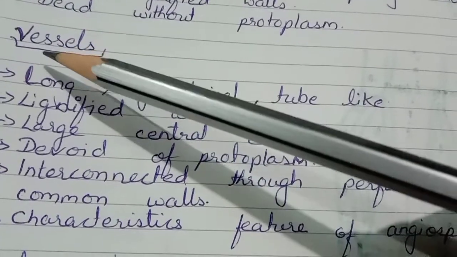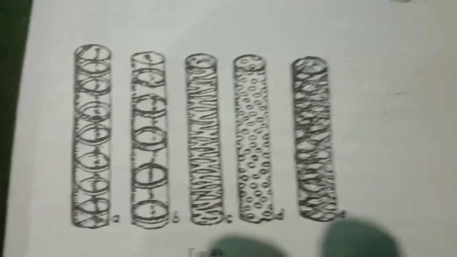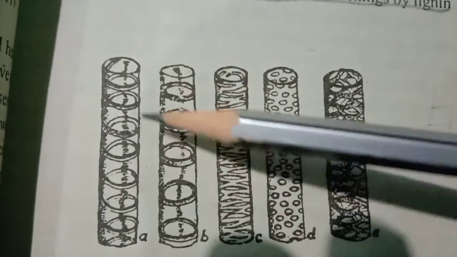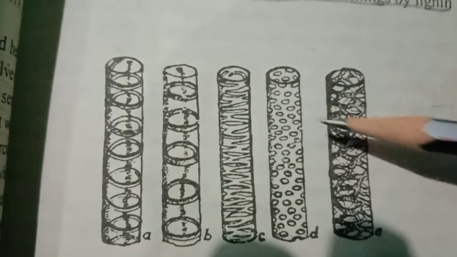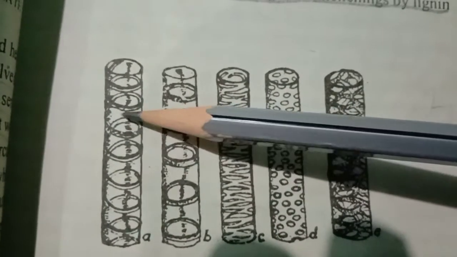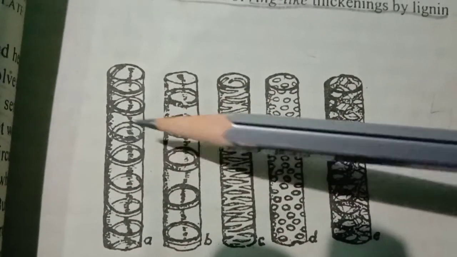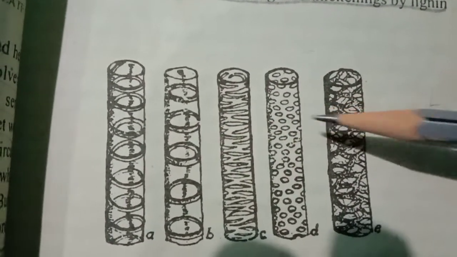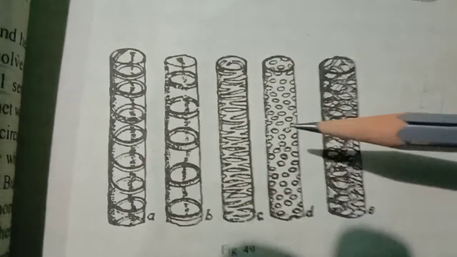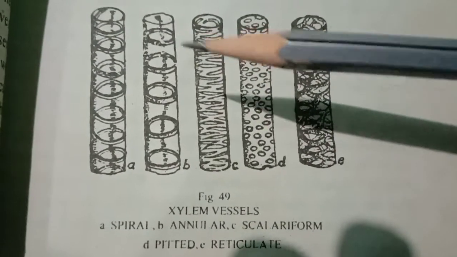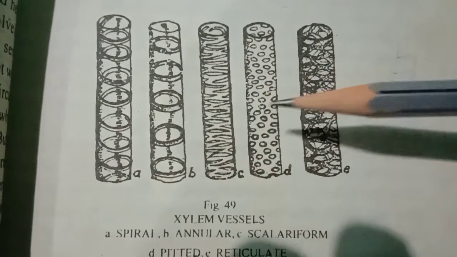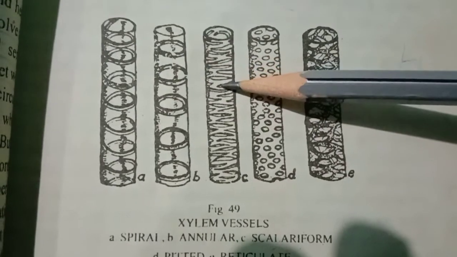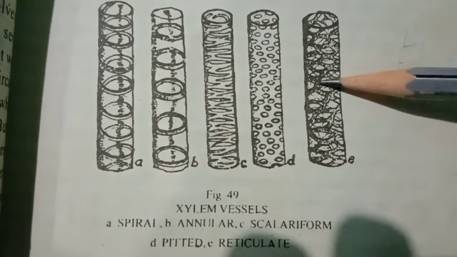In angiosperms, you have vessels. These are the different types of vessels. See the tapering ends. Now these have different structures. See, this is circular, right? Annular, we can say. This is scalariform. Okay, this is pitted. This is reticulate. So these are the different types of vessels which you can see: spiral, annular, scalariform, pitted, and reticulate.